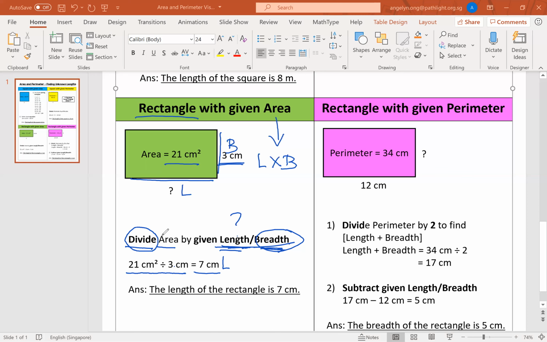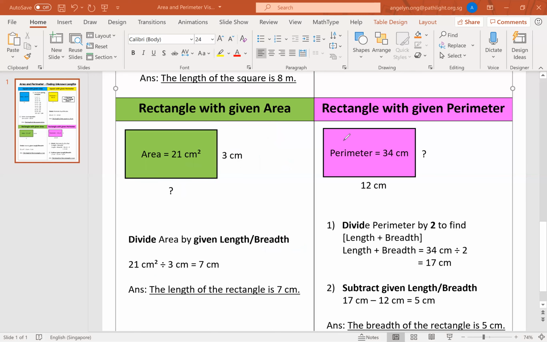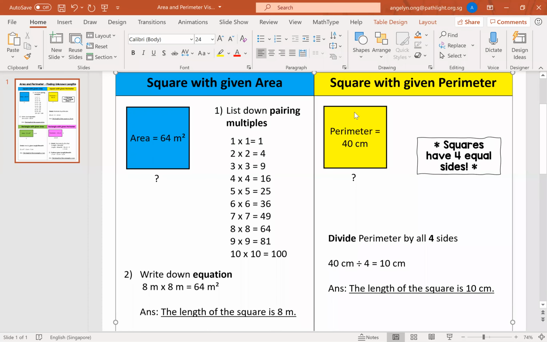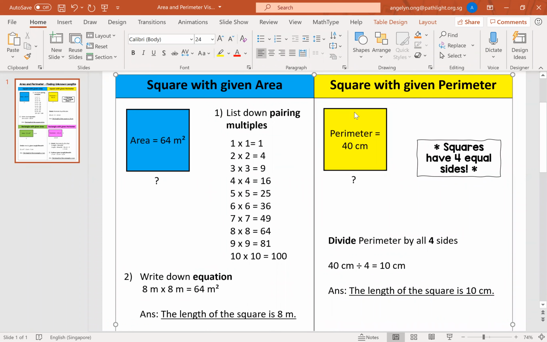Let's look at the last part of the visual, which is for squares. We need to find an unknown side for a square with a given area. Let me change the color. We need to find the side of a square with a given area.